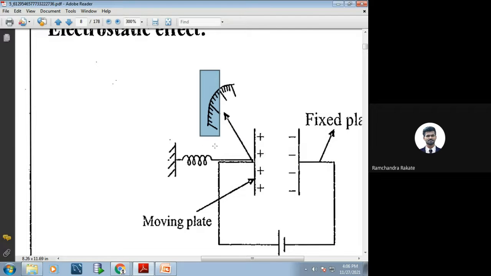Now I will highlight and you let me know what the thing is. This is the pointer. This is the scale. Just look into the highlighted section. This is the null position. This is full scale.